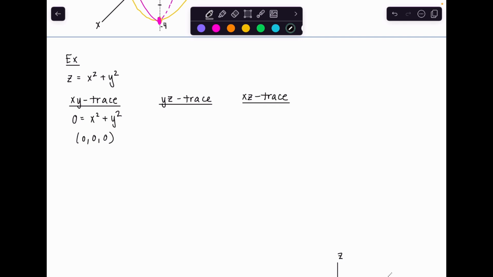So what I'm going to need is a different trace for a different z value. Z equaling 0 did not provide us anything super useful, so we'll do that at the end. Now, for the other traces, at least those are nice. For the yz trace, x is equal to 0, so we just get z equals y squared. This shape here is going to be a parabola.